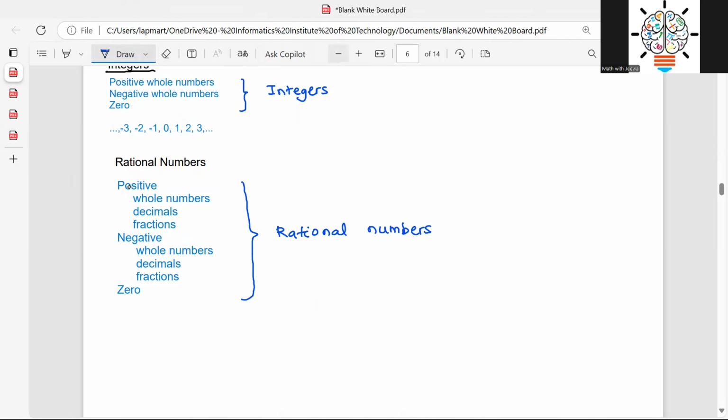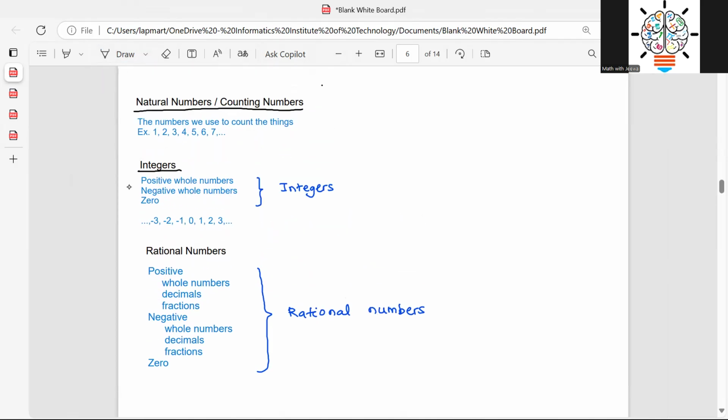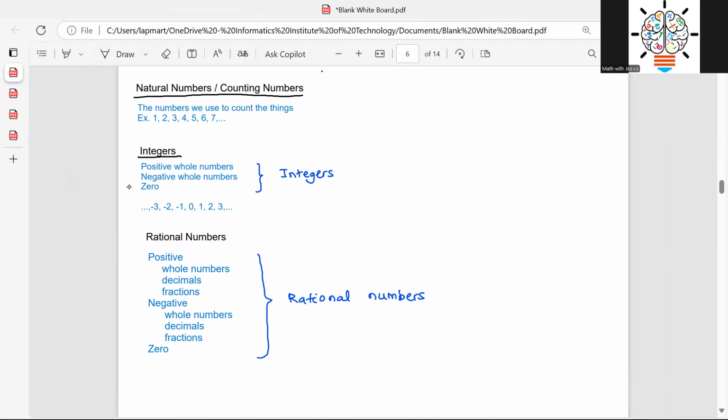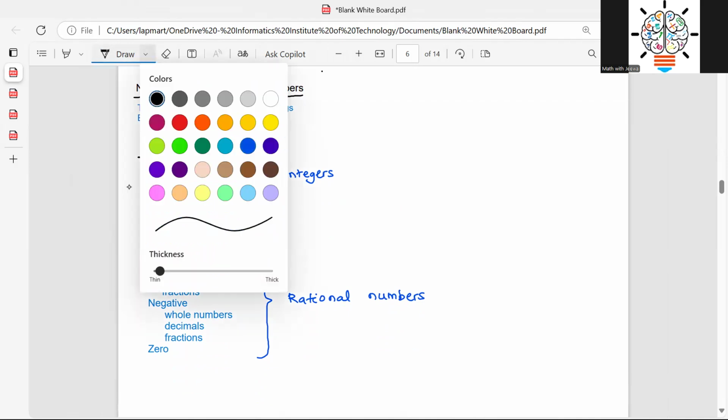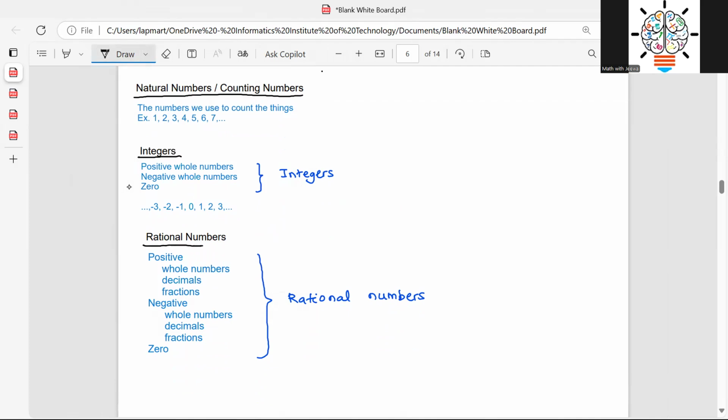Okay, I will show it like this. The different types of numbers we are going to learn: the first one is the natural numbers or the counting numbers, the second type is the integers, and the third type is the rational numbers, right? And when I give you a number, you should know how to identify whether it's a natural number or counting number, an integer, or a rational number. So this is the idea, right?